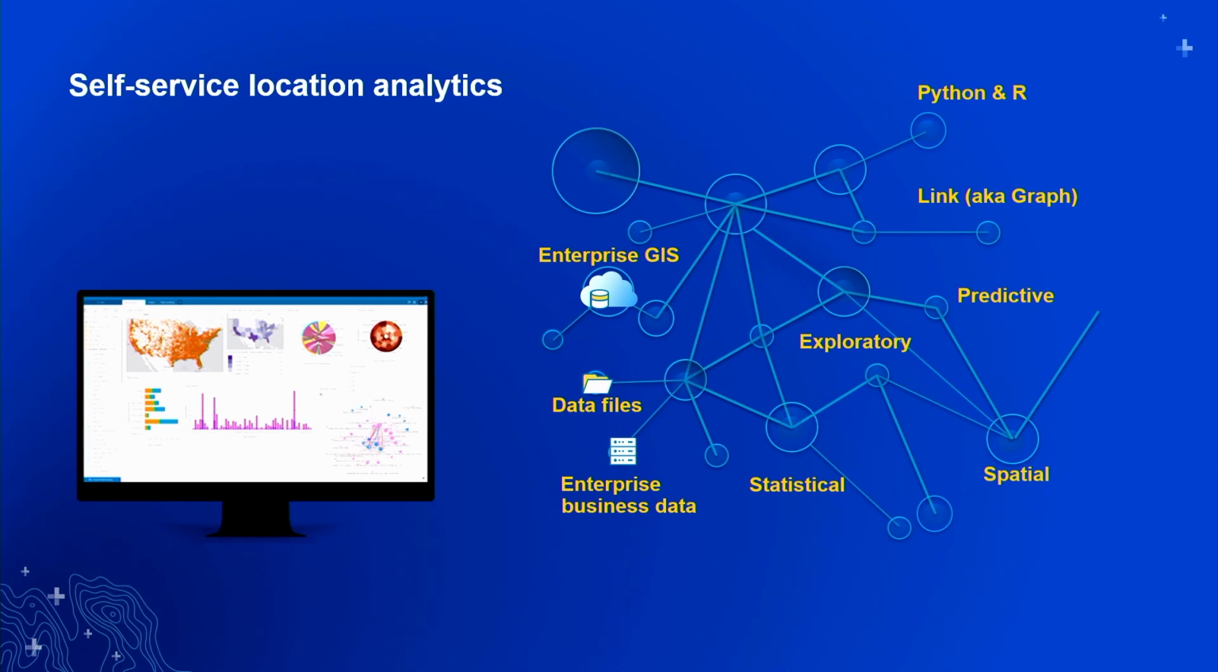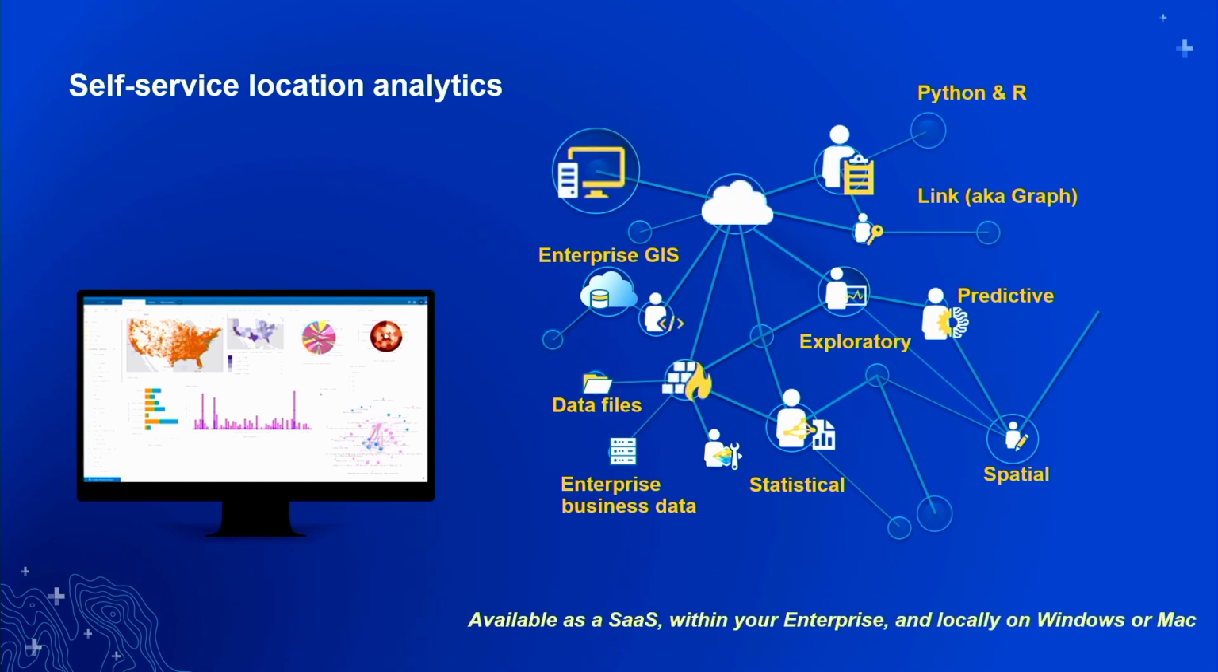Doing all that, you can connect to your enterprise GIS. Of course, this is an ArcGIS product. You can connect to ArcGIS Online, ArcGIS Enterprise, even flat files on your shared drives or desktop, and then your enterprise business data. These are the relational databases that contain that business systems content: Oracle, SQL Server, SAP HANA, Postgres. We want to allow all different roles and personas to do that. And this is possible. Insights is available as a SaaS through ArcGIS Online within your enterprise, ArcGIS Enterprise, and then locally on a Windows or Mac computer.